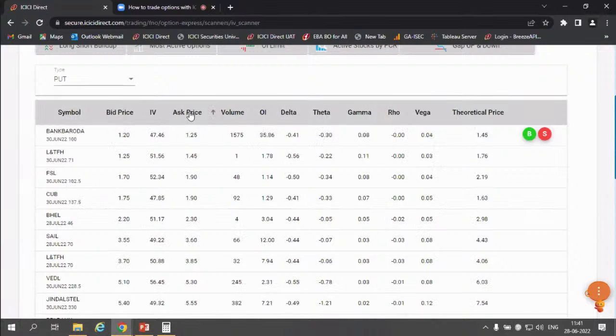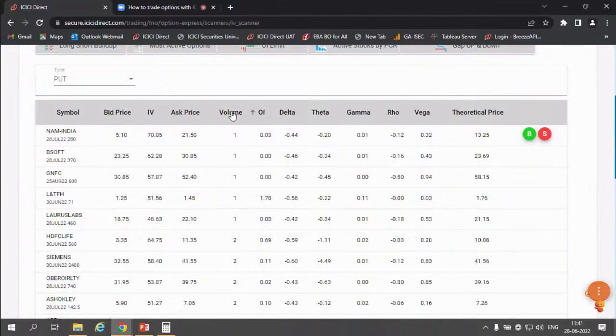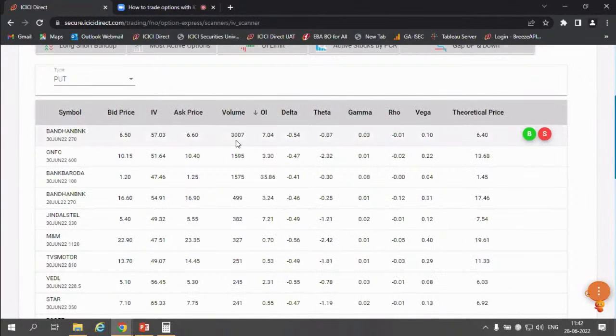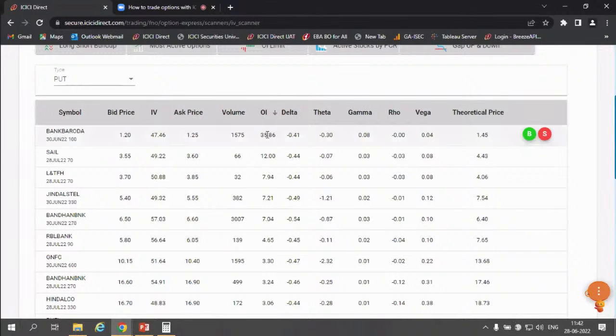Then ask price, volume, how much it is getting traded. You can see there are a few strikes which are not even getting traded. There is only very small volume, so you don't need to trade on it. Ideally, you should be trading the highest volume and the highest open interest. Over there you will get good liquidity in order to get in and out of the trade.